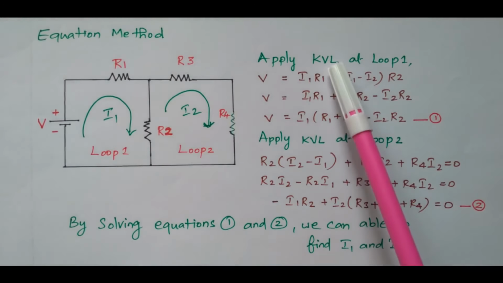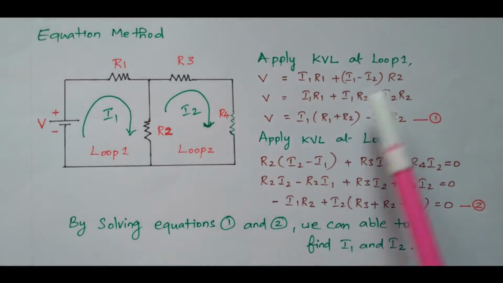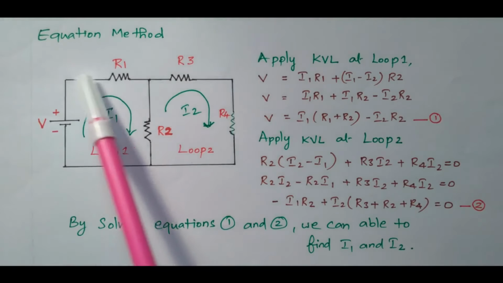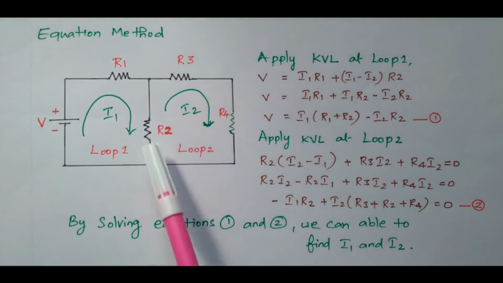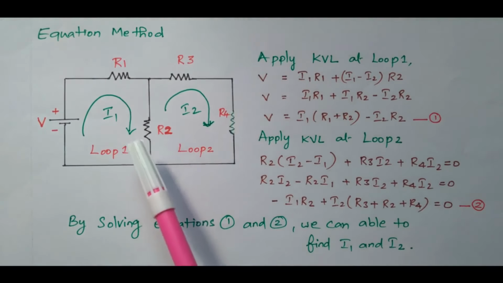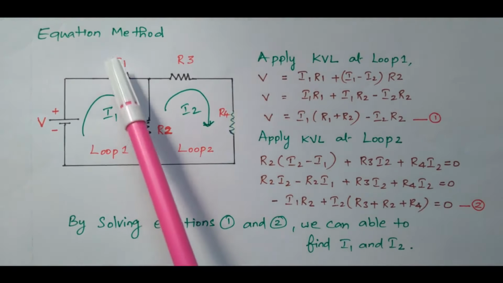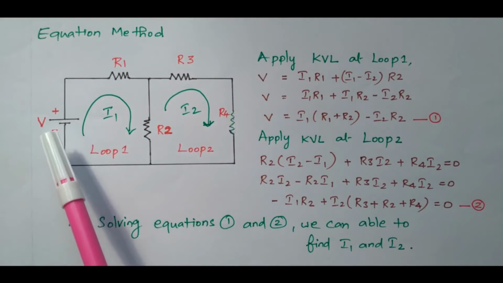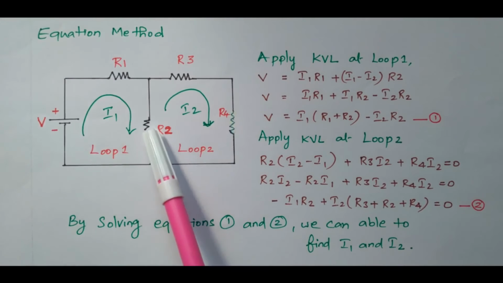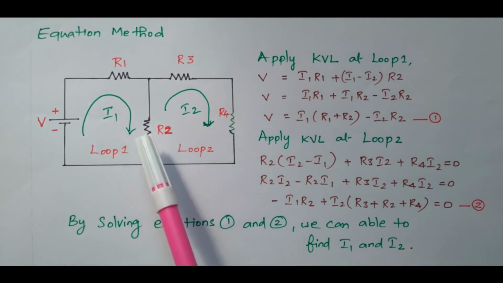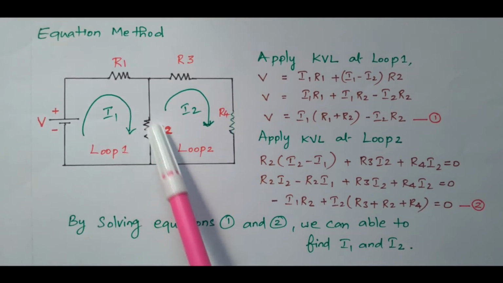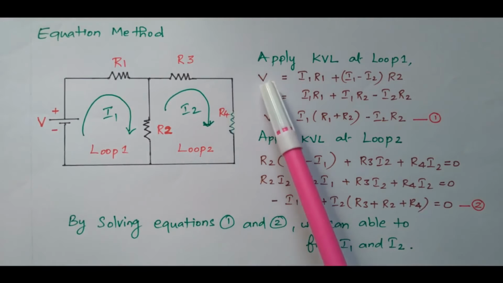So what is Kirchhoff's voltage law? Potential rise equals potential drop. The voltage we are applying is the potential rise. In loop 1 we have 2 resistors, R1 and R2, so voltage will be dropped across R1 and R2. This is called potential drop. The applied voltage is the potential rise, and the voltage drop across R1 and R2 is the potential drop. So according to KVL, potential rise equals potential drop. So the potential rise V equals the potential drop.